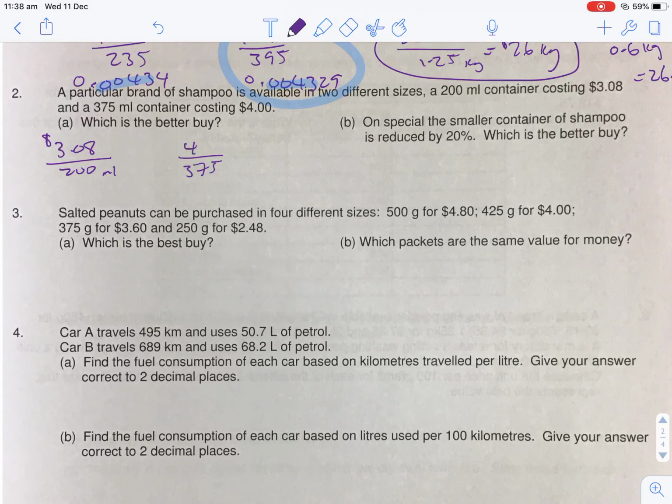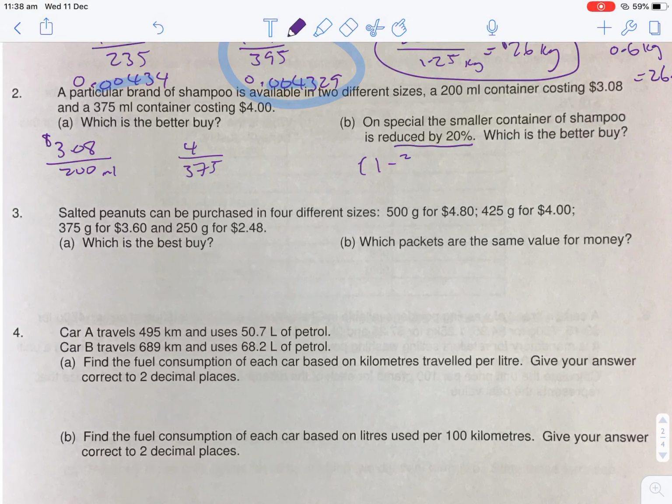But B, you might need to remember another skill. So on special, the smaller container of shampoo is reduced by 20%, and now which is the better buy? So the smaller container is the 200 one. To reduce something by 20%, hopefully you will remember that you'll need to use those multipliers.